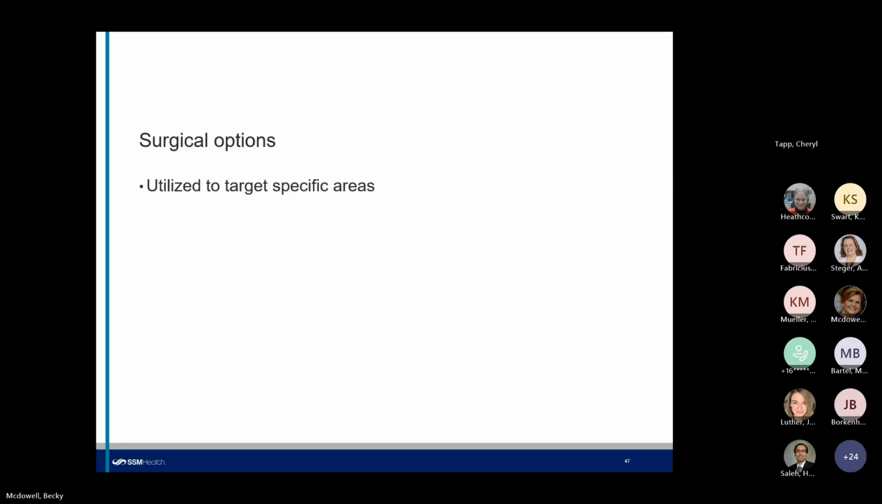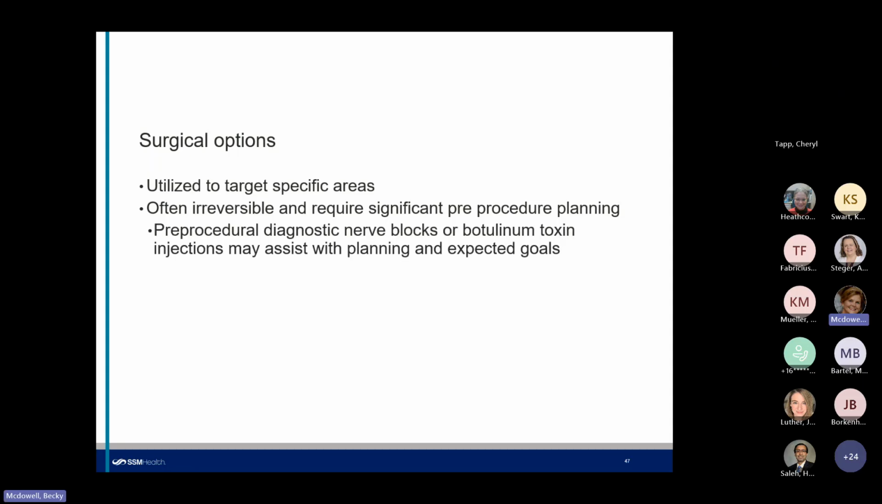Surgical procedures are used to target specific areas. These are often irreversible and require significant pre-procedural planning. And the pre-procedural planning often involves diagnostic nerve blocks and botulinum toxin injections, so you can help plan what you need to do surgically as well as what your expected results might be.